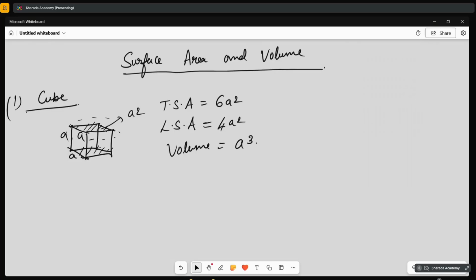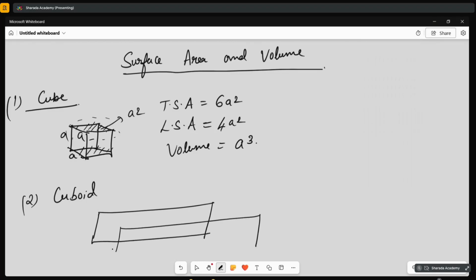Cuboid. So even the geometry box will be a cuboid, or a book also will be a cuboid. So in the cuboid, what do we have? Length, breadth and the height.